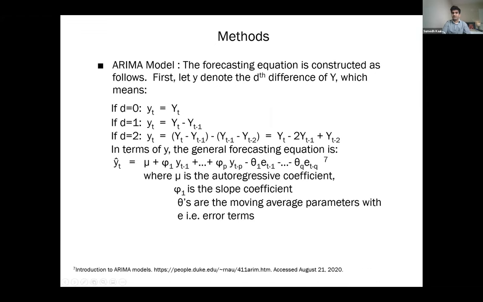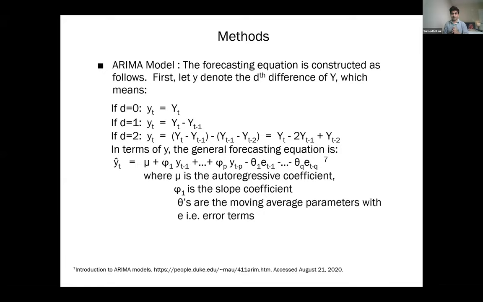The ARIMA model is the most general class of models for forecasting in time series. There are three parameters in ARIMA models, called p, d, q. P stands for the lags of the stationarized series in the forecasting equation, which are called autoregressive terms.